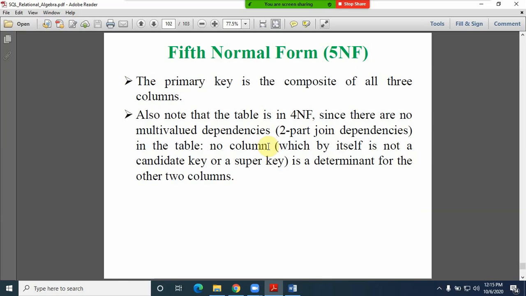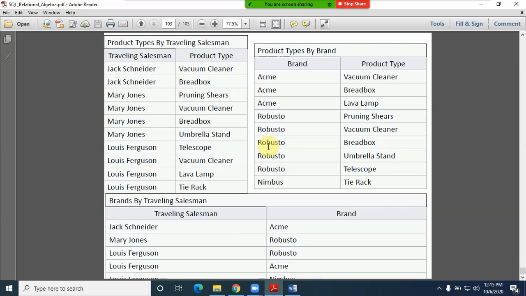Okay. In that case, according to our requirement, there is a table with traveling salesman and product type, and you can see the product type and the brand, and finally the traveling salesperson and the brand. By doing so, friends, if your query is related to brand and product type, you can exclusively select the second table. And if your query is related to the traveling salesman and the product type, you can identify only this first table.